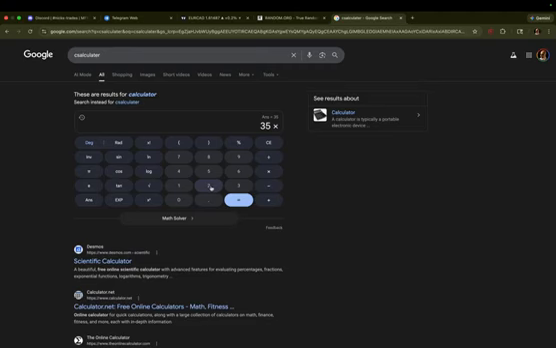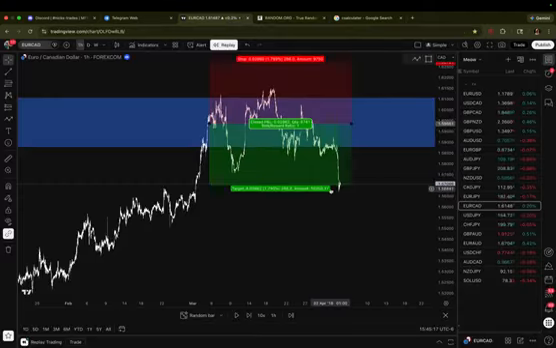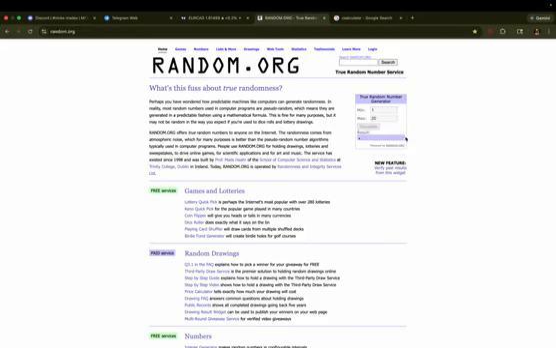So just 35 times 2. The account's now at 70. Okay, so we're still down, but now we're down 30%, right? We're down $30 instead of $65. So now we'll go to the next currency pair. We'll generate a random one.